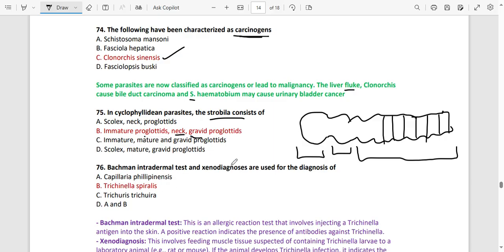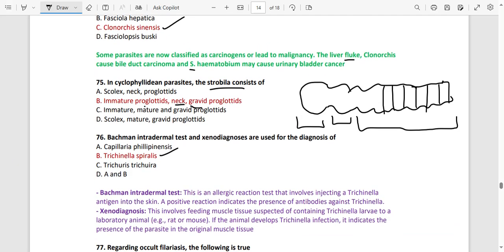Batchman intradermal test and xenodiagnosis are used for the diagnosis of this one. Please, is it Schwartz? Yes, please, doc.